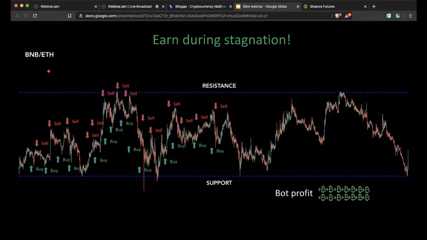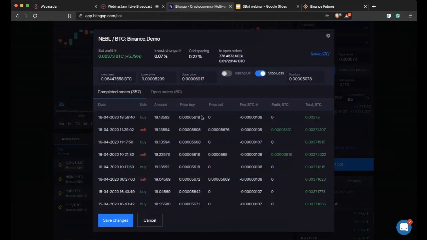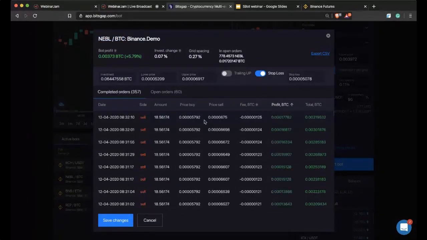Just keep in mind that we take into account the fee. So let me show you an example. You see, in my active bot right now, Niblio trading to Bitcoin, I have completed 357 trades, and here's the buy price, here's the sell price, and here's the profit. Note that the fee is taken into account.